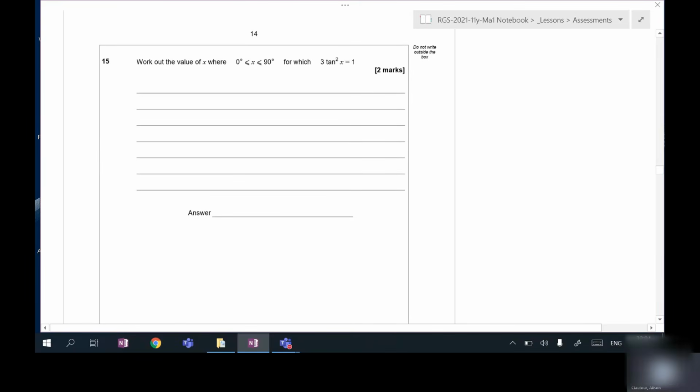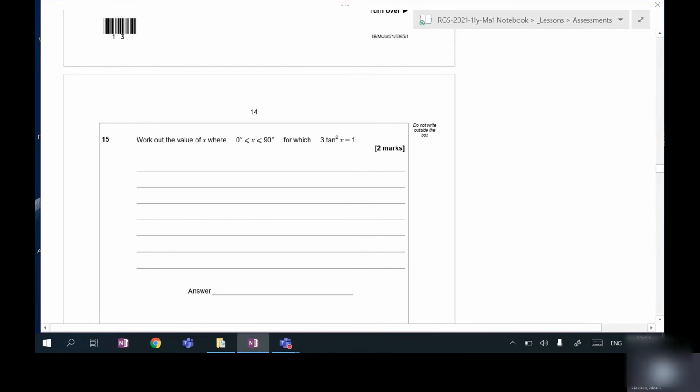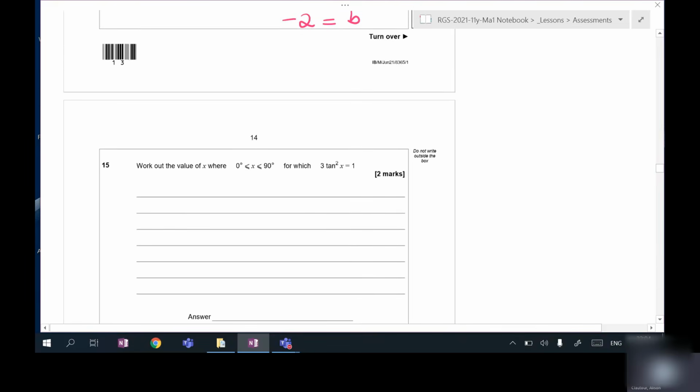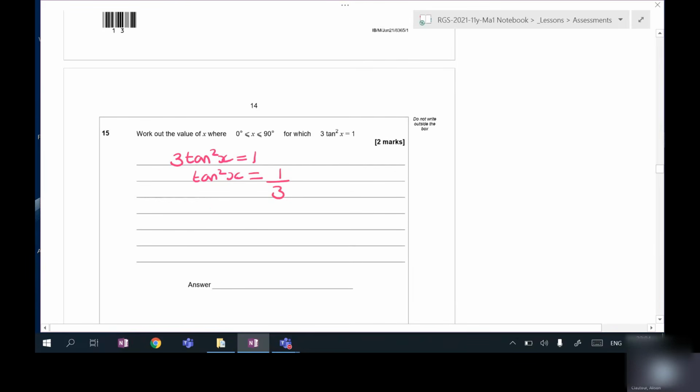Right, number 15. Work out the value of x, where x is between 0 and 90, for 3 tan squared x equals 1. If we rearrange that to get tan squared x as the subject, it would be a third. I'm then going to square root. When I square root 1, I get 1. When I square root 3, I get root 3. But when you square root, you get a plus or a minus.